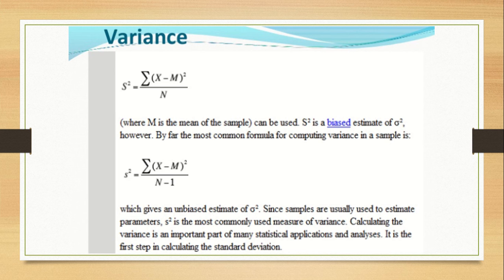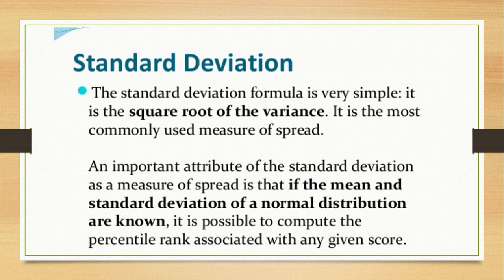Calculating the variance is an important part of many statistical applications and analyses. It is the first step in calculating the standard deviation. So what is a standard deviation? The standard deviation formula is very simple. It is the square root of the variance. So if we have sigma squared equal to something on the right side, you take the square root on both sides and you get the standard deviation.